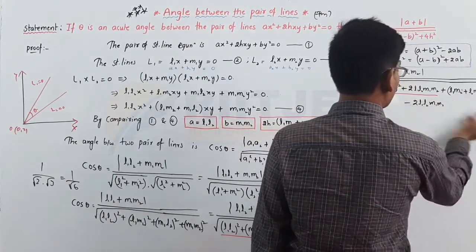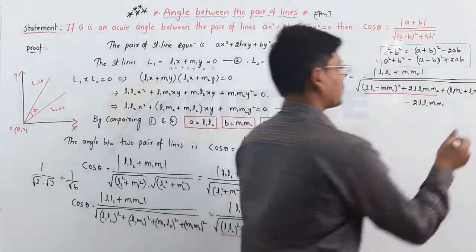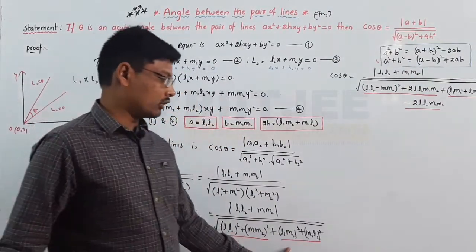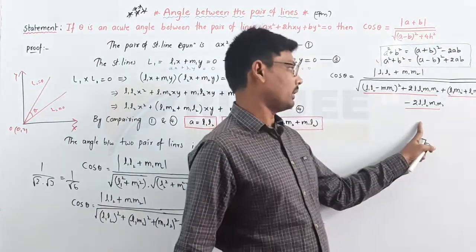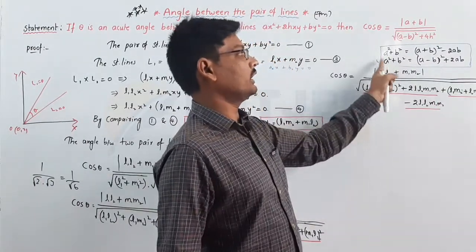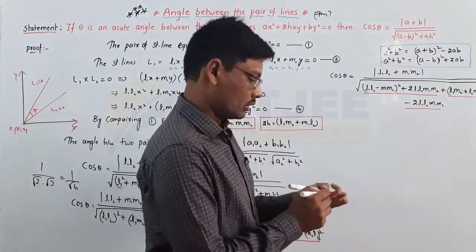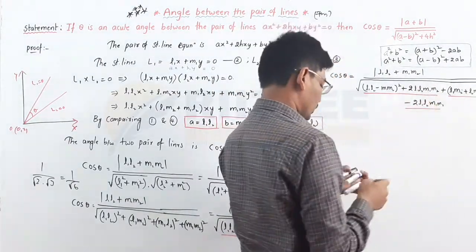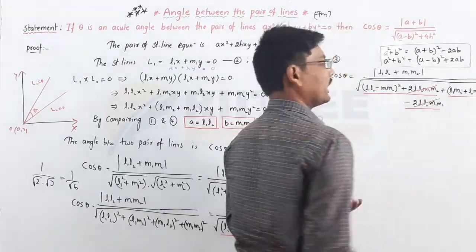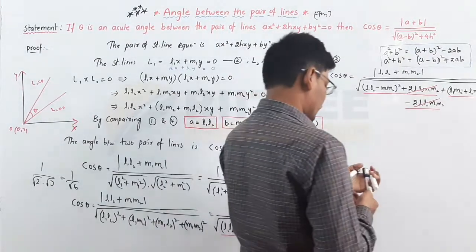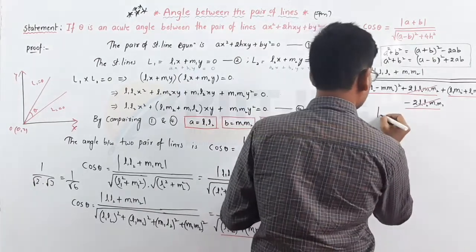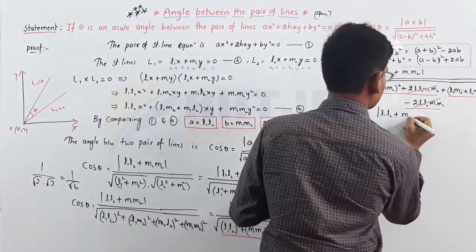This is completely in the root only. This will be the expansion of this one. It is in the form a square plus b square, so a plus b whole square minus 2ab. This is a square plus b square, a minus b whole square plus 2ab. In these two manners I am expanding this one. So this is the complete value under the root only. So I can neglect plus 2 L1 L2 M1 M2 minus 2 L1 L2 M1 M2. So the final expression for this one is cos theta is equal to modulus of L1 L2 plus M1 M2.